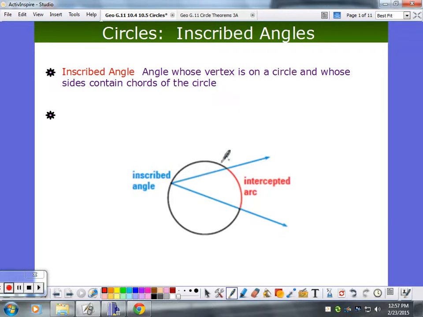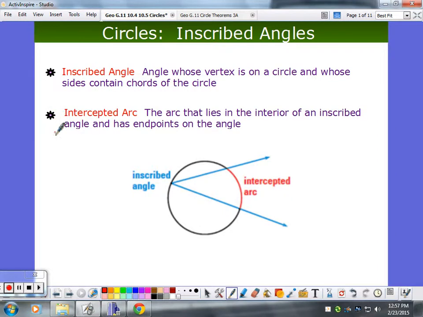It's inside that circle. Another word we need to know is the intercepted arc. The intercepted arc is found by an inscribed angle. So you make your angle, and this red piece here is what I call the intercepted arc by that inscribed angle. Because of that angle, I now have this arc. So, just vocabulary: an inscribed angle has its vertex touching the circle. The intercepted arc is the arc formed by having that angle. So we'll be using those words.